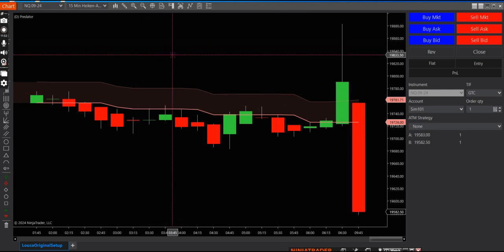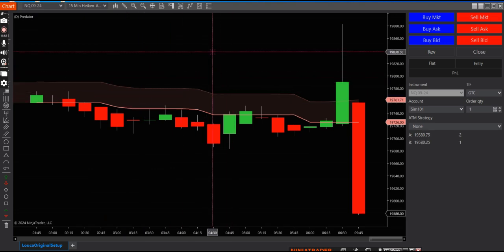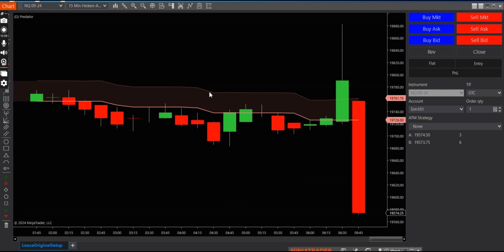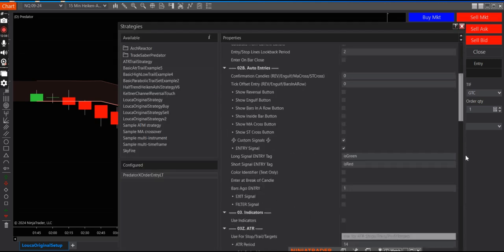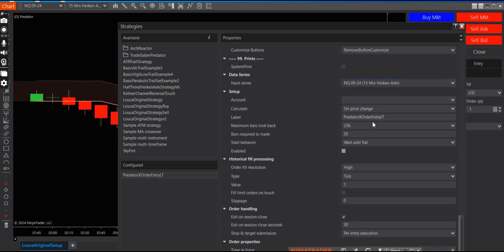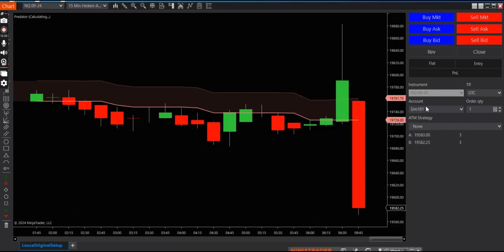Just testing the strategy in the live market. 15 Heikin-Ashi. I have trend signal mod. Let me go to strategies. Make sure my strategy is turned on. Let me change that to sim. Add, apply. Click OK. Let it calculate.